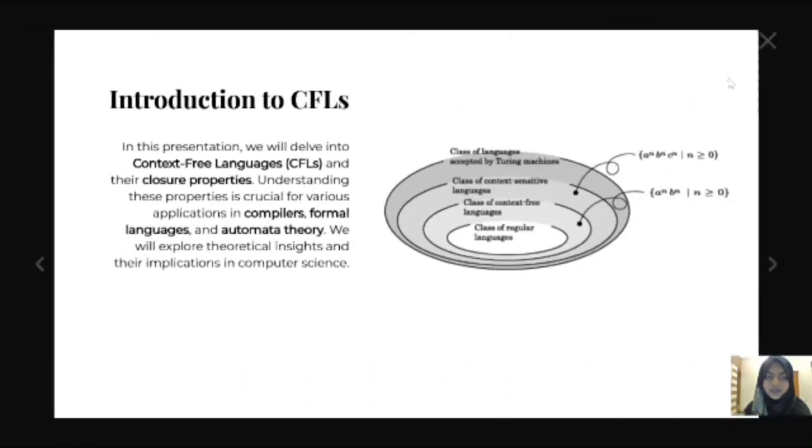Introduction to CFLs. In this presentation, we will look into context-free languages and their closure properties. Understanding these properties is crucial for various applications in compilers, formal languages, and automata theory. We will explore more about theoretical insights and their implementations in computer science.